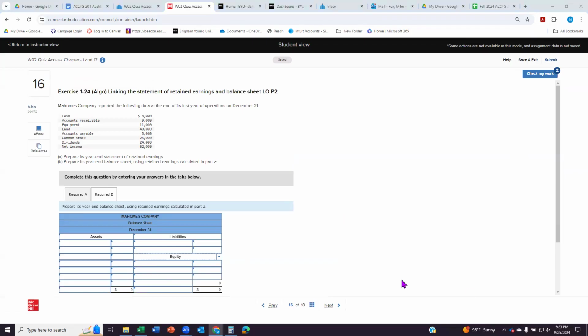In this case, it's going to be our cash, our accounts receivable, our equipment, and our land. The liabilities are money that we owe, so that's going to be our accounts payable. Looks like that's the only liability we have. And then in our equity, we'll have common stock, that's money that the business owners have put into the business, and retained earnings.